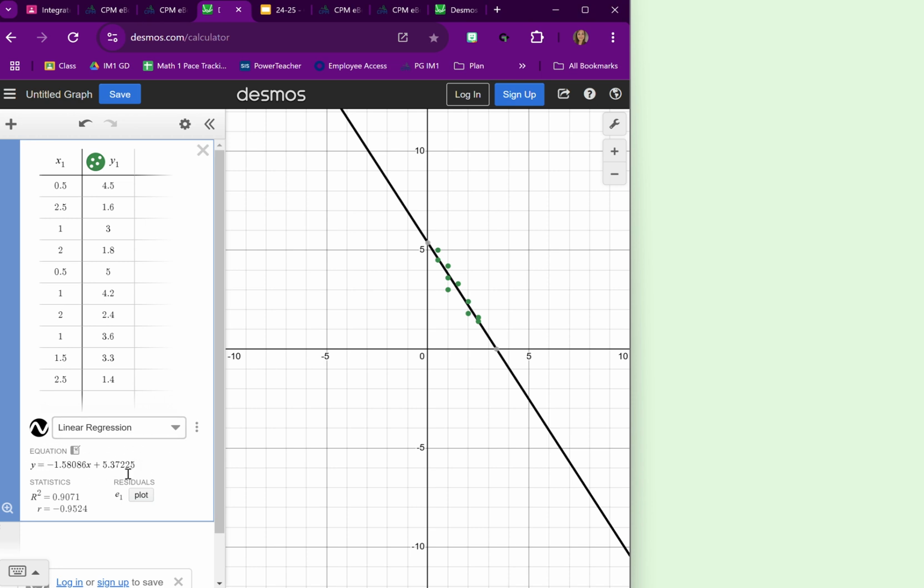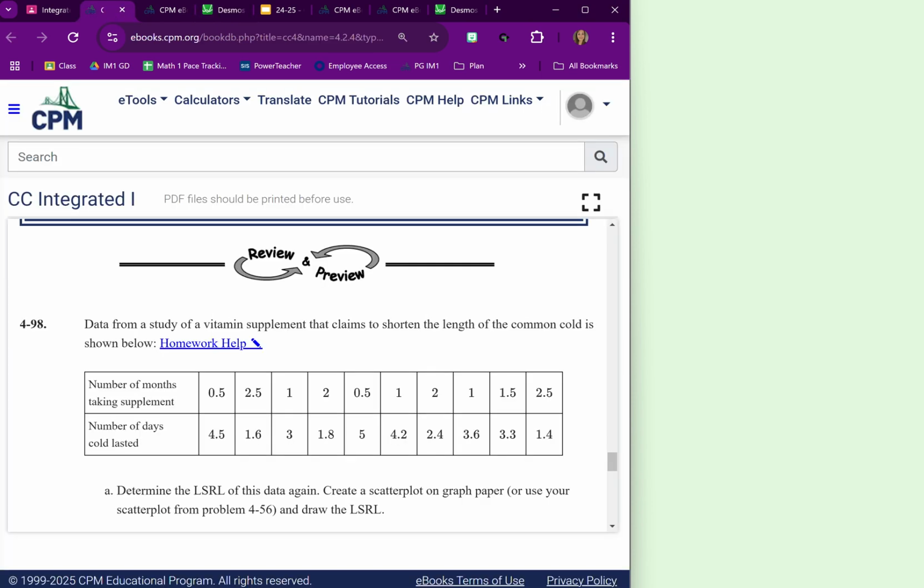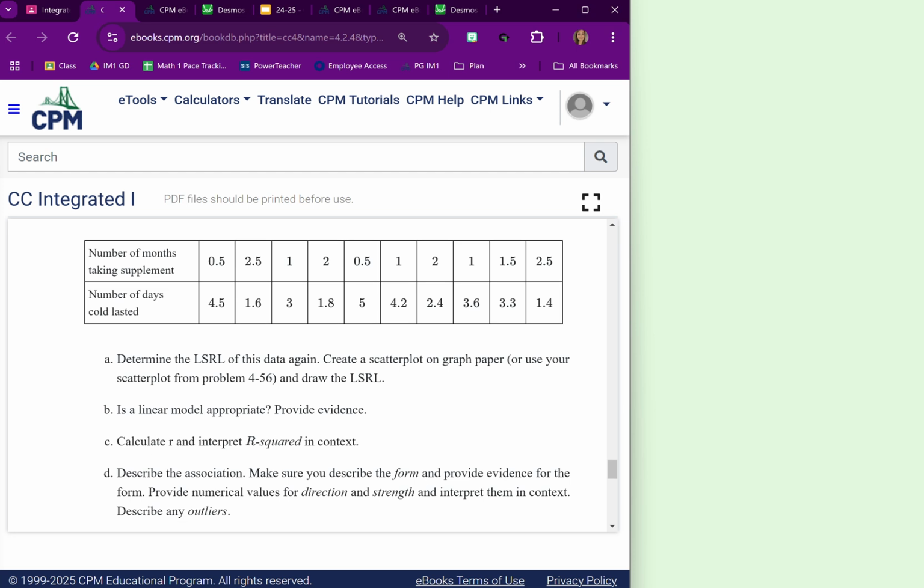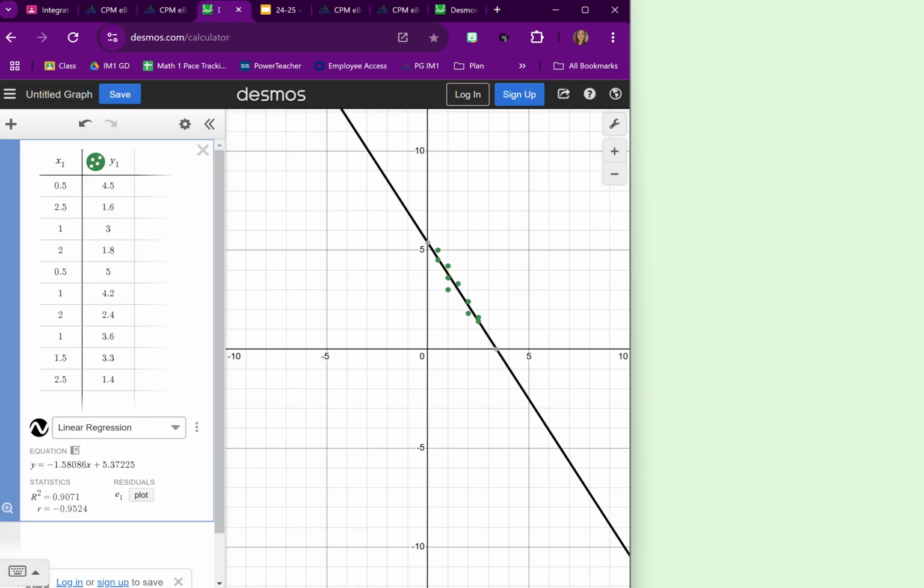Okay, this is where I'm going to get my first couple of answers. So it says, determine the LSRL of this data, which we did. Create a scatter plot of this. So maybe draw a little example of what that looks like on your paper. This was done on Desmos. And then draw the LSRL. So you can write on your paper that you did it on Desmos, but just make sure that you know how we entered this and how we got the LSRL to pop up.